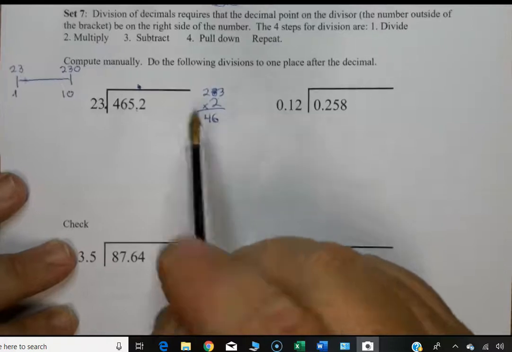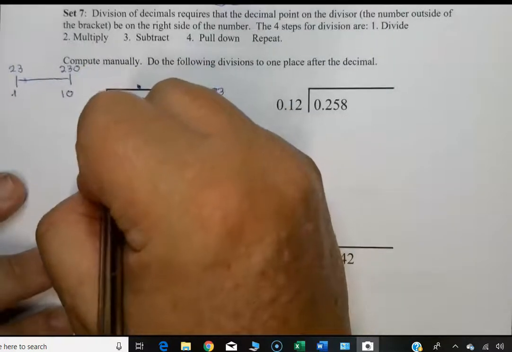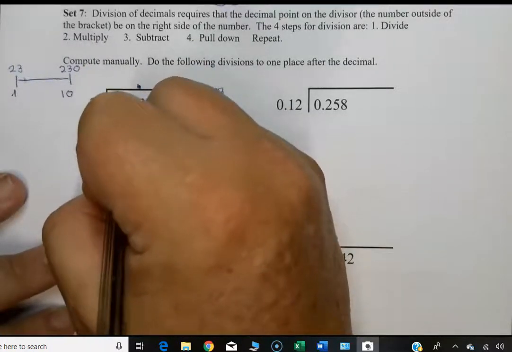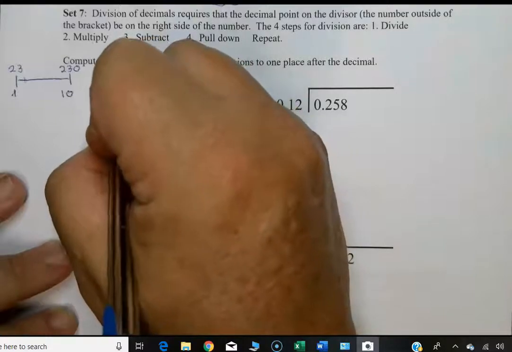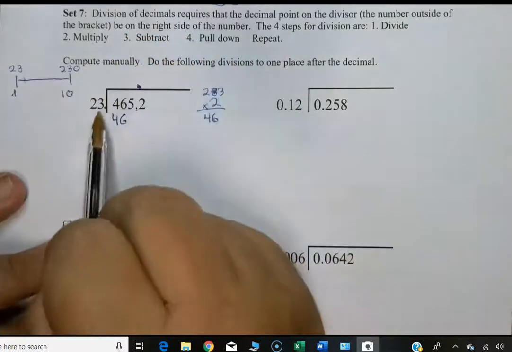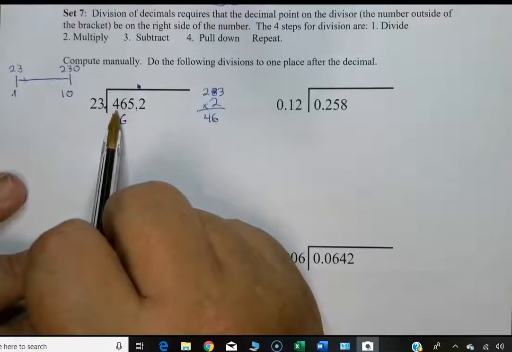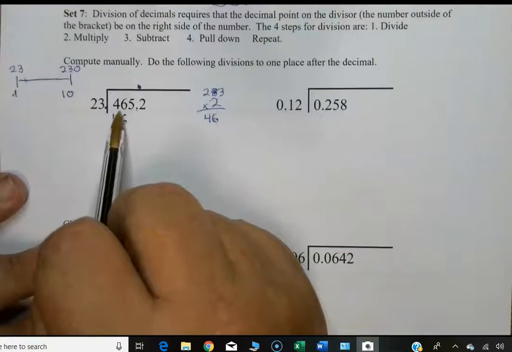And then we put the 46 down here. Once we know that 2 is the correct number, we put it up top here. Now where do we put it? Well, 23 does not go into 4. It won't fit into 4. But 23 does fit into 46.